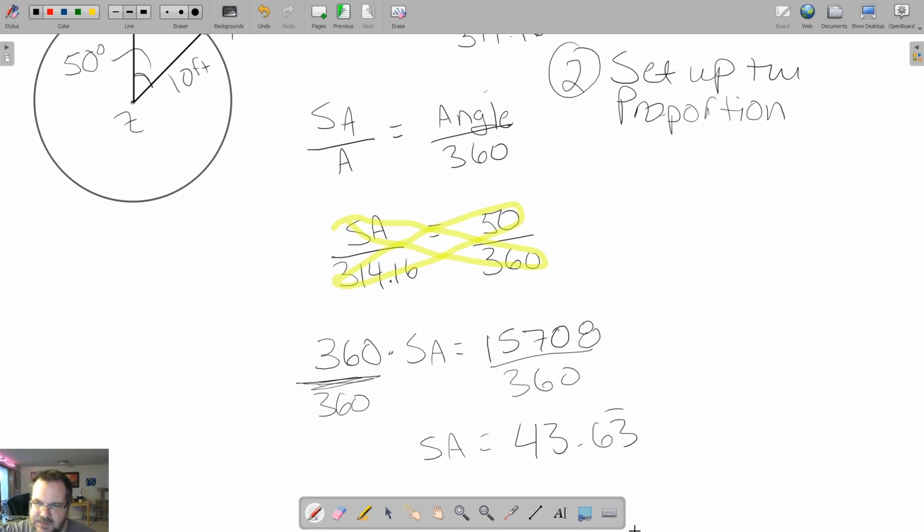Now, on Delta Math, it asks you to round to the nearest hundredth. So that would be 43.63, because the 3's after that would round it down to just be itself. So this would be the answer. Now, let's take a look at an example of this in Delta Math itself.